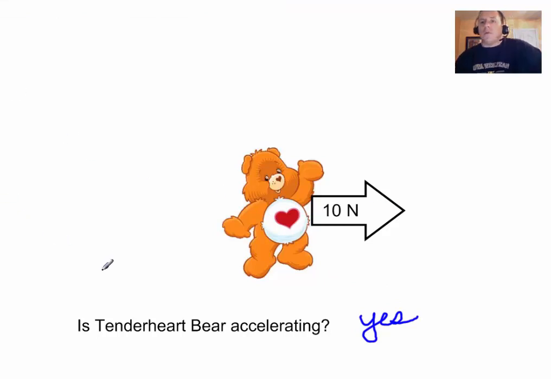Now it's important that we know when we talk about accelerating, we don't think about it in the same way that we do in our car. Acceleration can be both positive and negative. We don't even know what direction he's going. Tenderheart Bear could be, in fact, moving this direction quite quickly. But that force right there would just be slowing him down, slowing him down, slowing him down. He would be decelerating or negative acceleration. So I can't tell anything about which direction he's moving. All I can say is that the Tenderheart Bear is accelerating to the right.